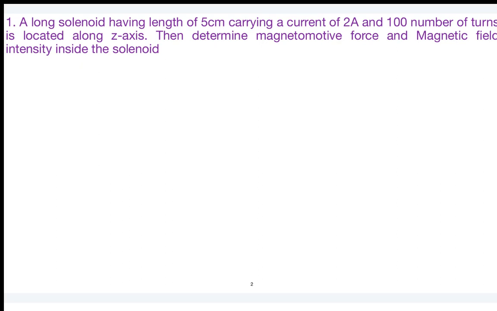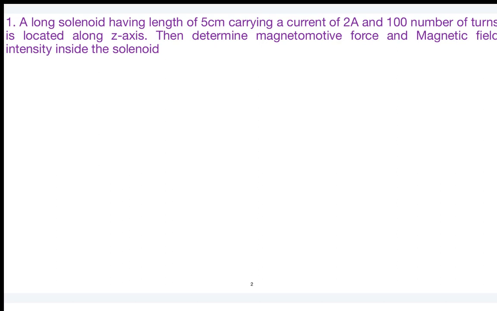There is a long solenoid having a length of 5 centimeter, carrying a current of 2 amperes and 100 turns, located along the z-axis. Then determine the magnetomotive force and the magnetic field intensity inside the solenoid.